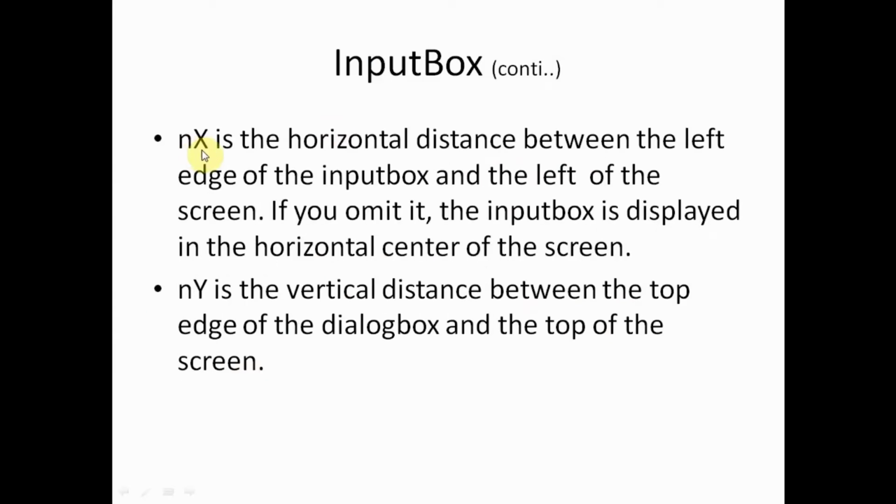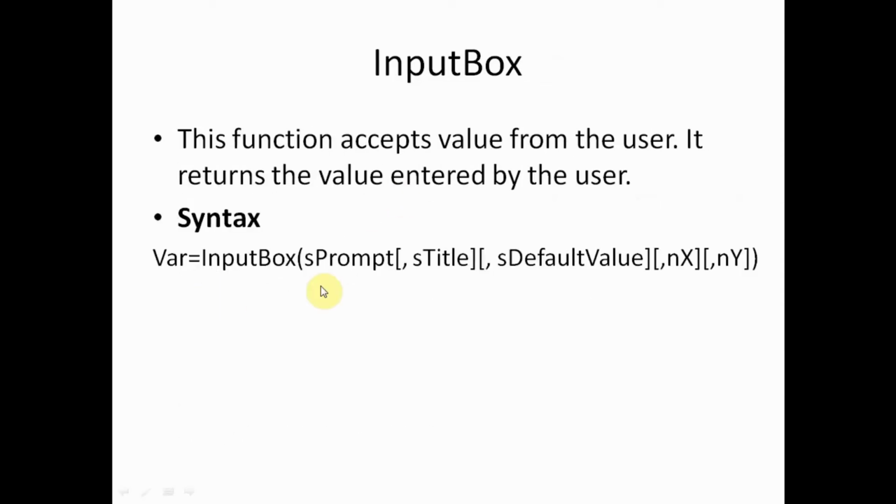Next is nx, in simple words the x coordinate, meaning the horizontal distance between the left edge of the input box and the left edge of the screen, so that's why I have called it the x-axis. If we omit it, obviously the input box will be displayed at the horizontal center of the screen. And the last argument is ny, in simple words the y coordinate, meaning the vertical distance between the top of the screen and the top edge of our input box. So these were the arguments which we have to specify within the InputBox function.